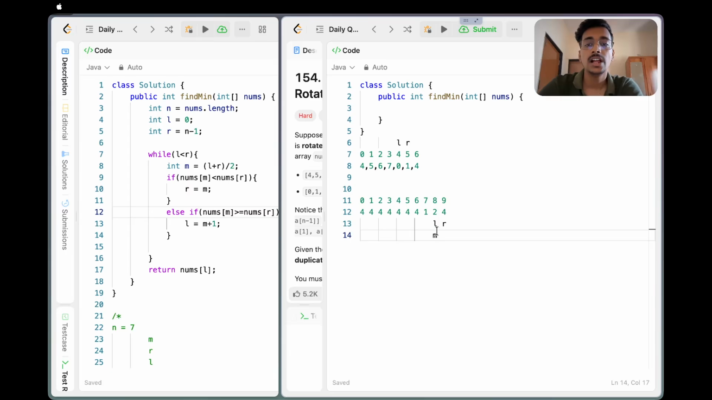Okay, and at this point, mid is less than R. That means I need to put R over here. Okay, and mid is at this point, and then L is our answer. That's wrong. That's wrong. So is it like we don't need to update it?